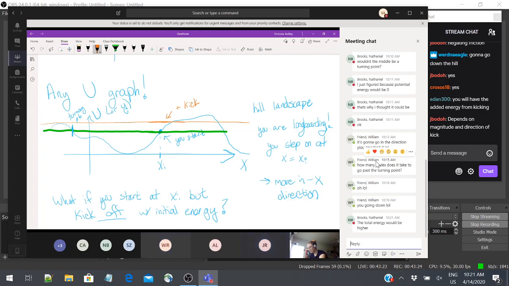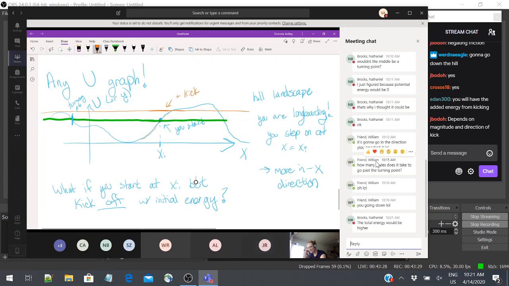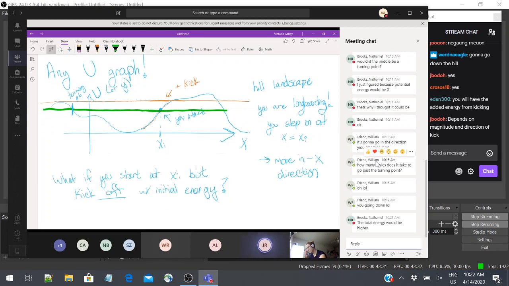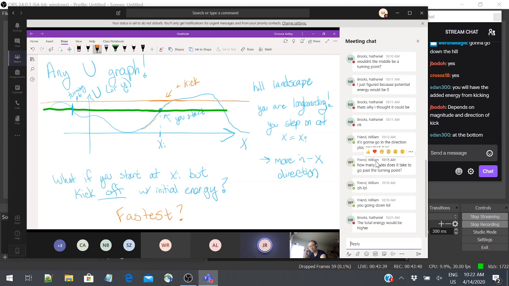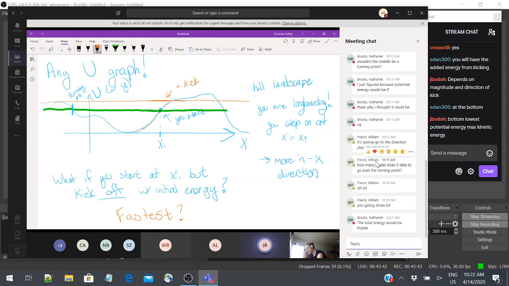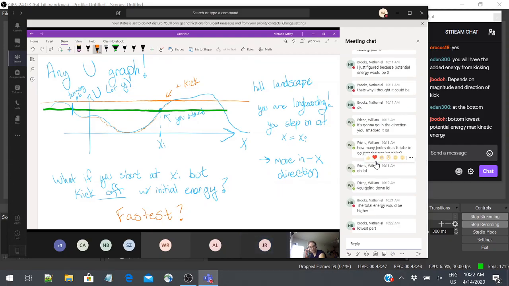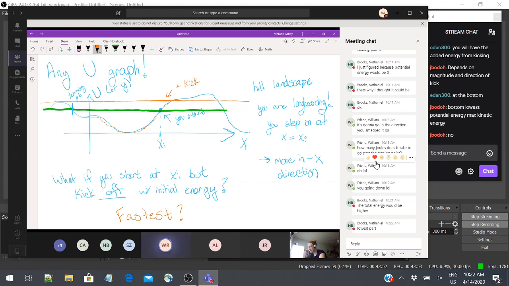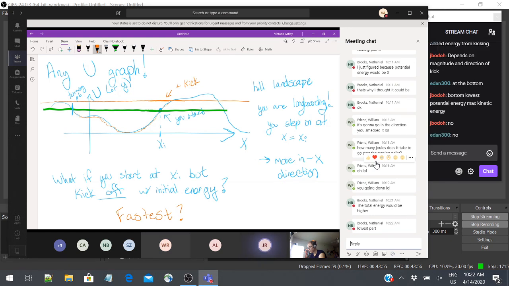So you're going to go down. You're going to go down, going faster, faster. Where are you going the fastest? At the bottom, yep. Okay, so you're going the fastest down here. You slow down, slow down, slow down. Are you going to stop at this same turning point? No, you're going to keep going to your new point right here. Okay, then what?